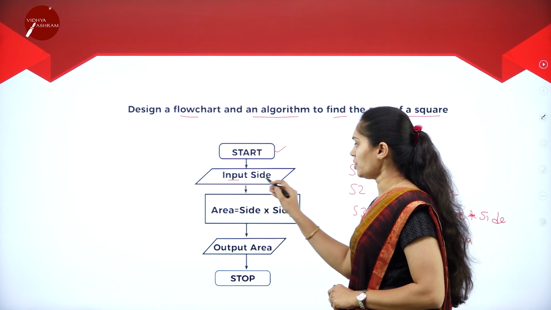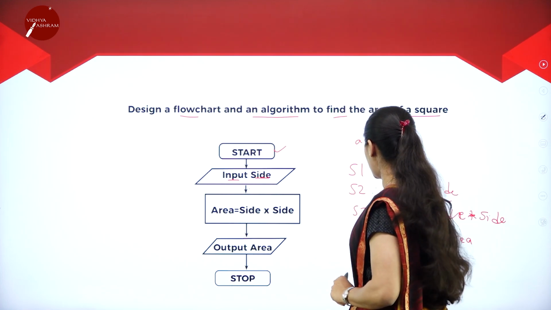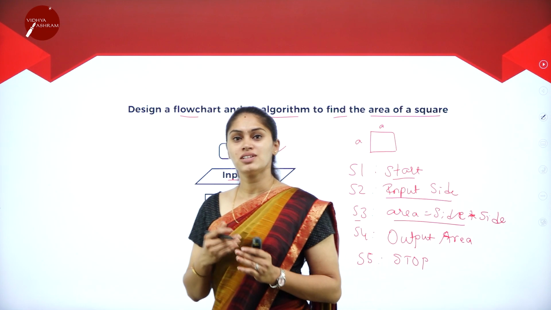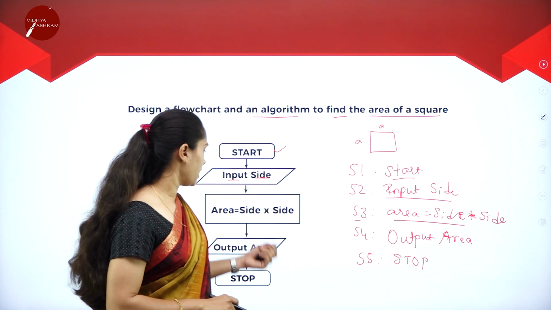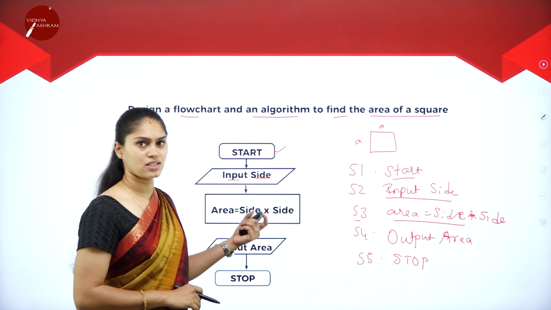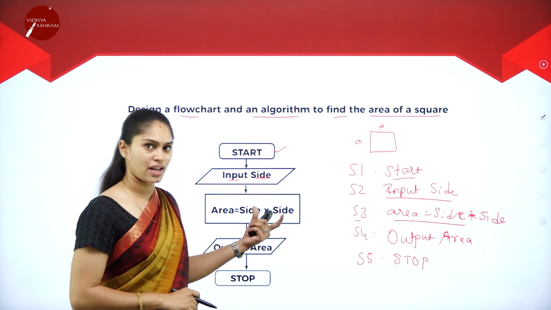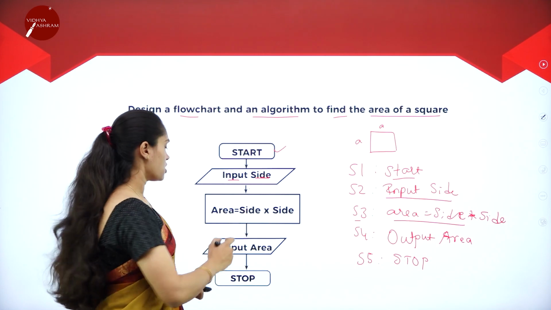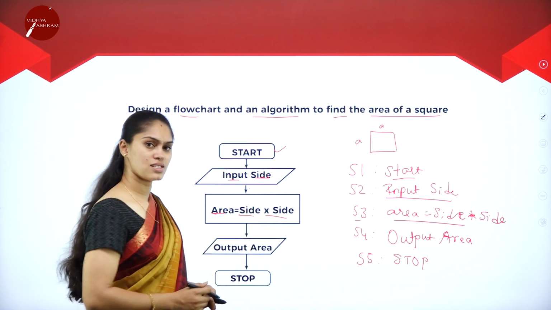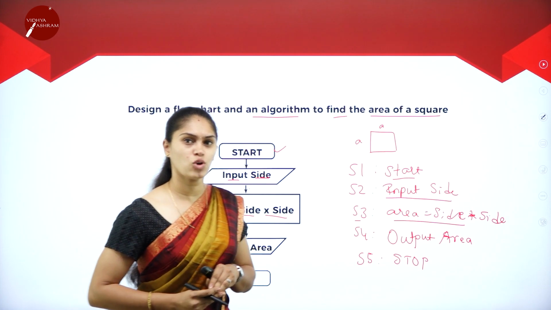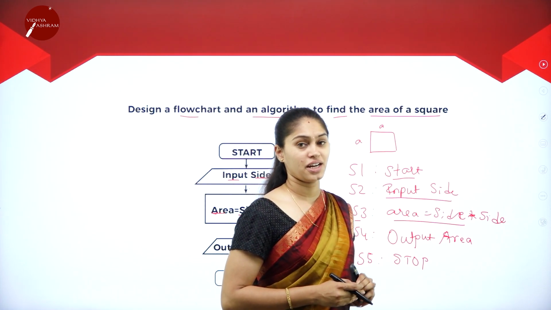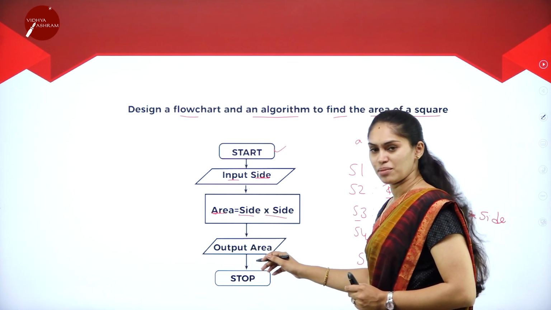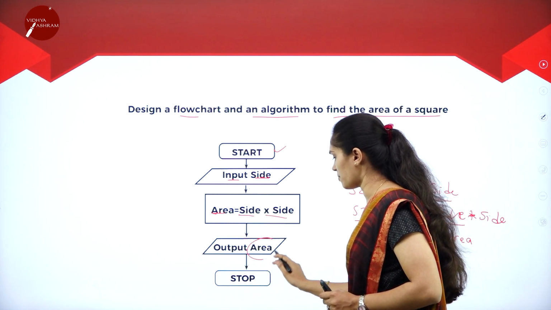So after input side, what is the third step? That is finding the area. Area is equal to side into side. Here we are doing the calculation part. Which symbol am I supposed to take for calculation? That is processing, so for processing, the rectangle symbol. Area is equal to side into side. So calculation over, then where does it have to be displayed? It must be displayed with the help of the parallelogram or output symbol. That is output area. Okay.